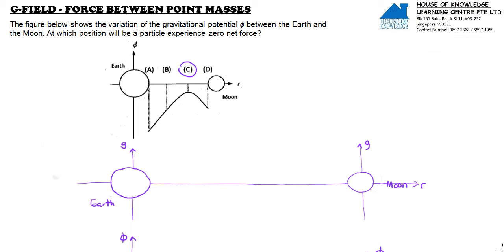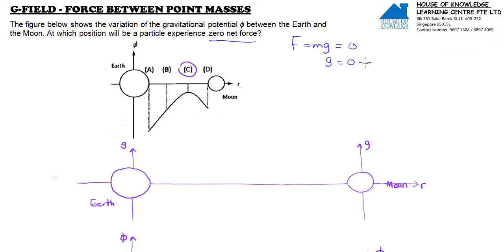This figure shows the potential versus the R graph. Okay, so they ask which position shows that the particle experiences zero net force. Zero net force means F equals mg equals 0. F is 0 means g equals 0. But how is g related to phi?